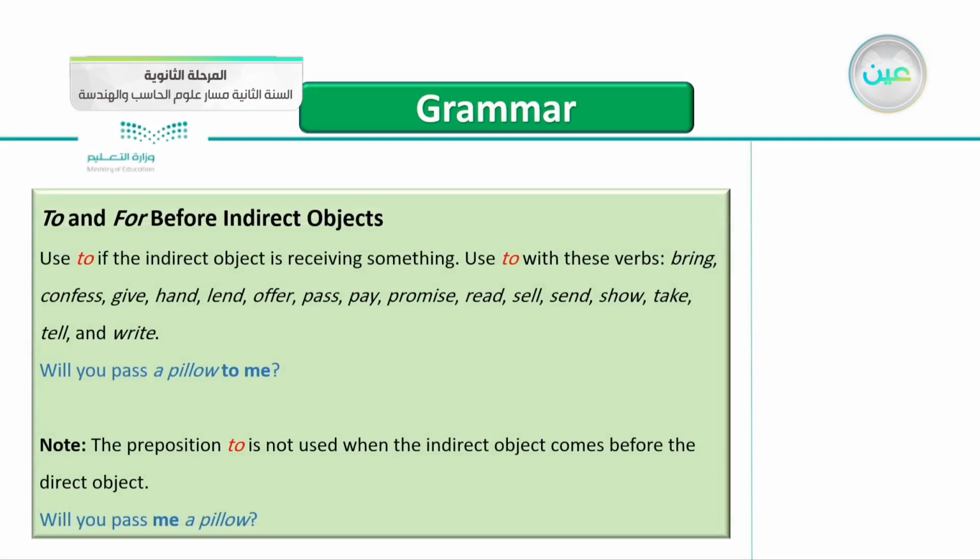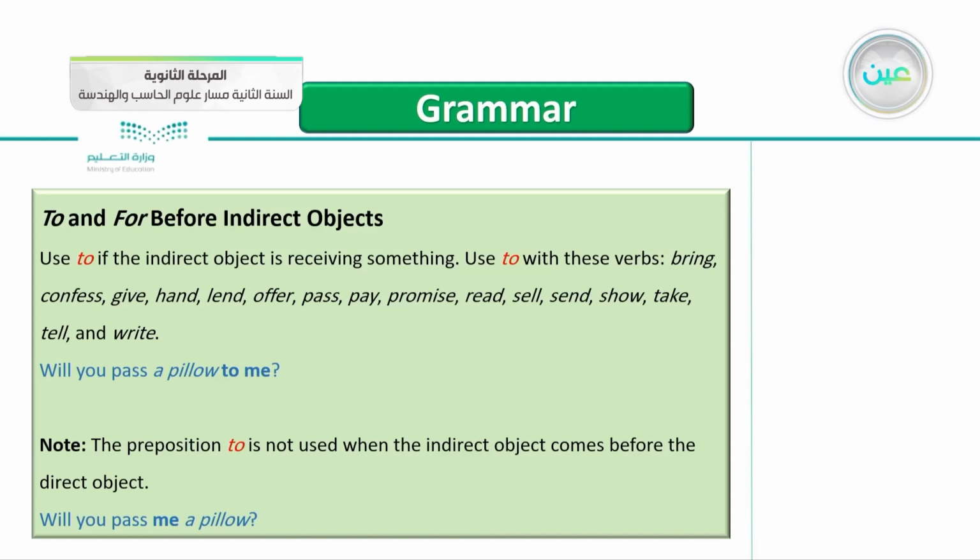To and for before the indirect objects. We use to if the indirect object is receiving something. Also use to with these verbs: bring, confess, give, hand, lend, offer, pass, pay, promise, read, sell, send, show, take, tell, and write. So we use to with these verbs. Again, we use to if the indirect object is receiving something, and we use it with these verbs.